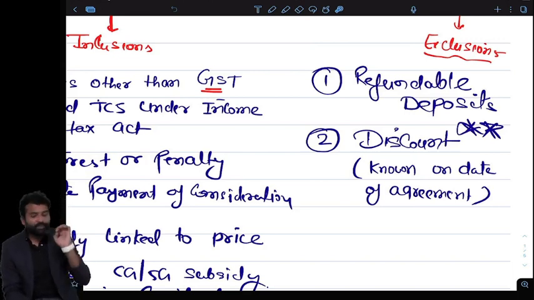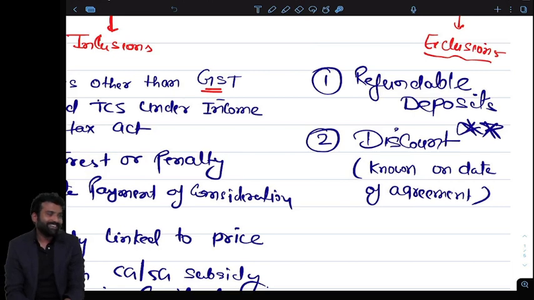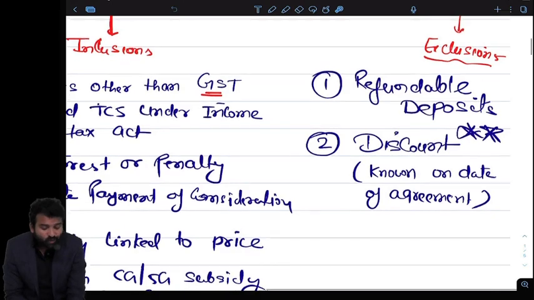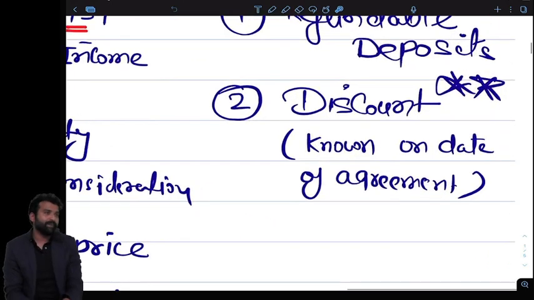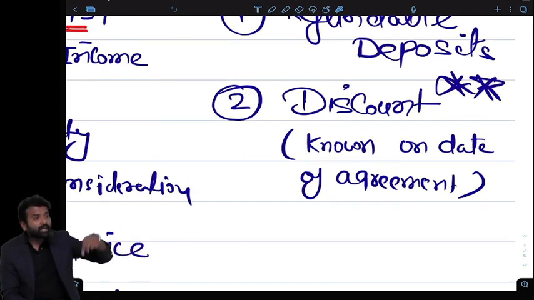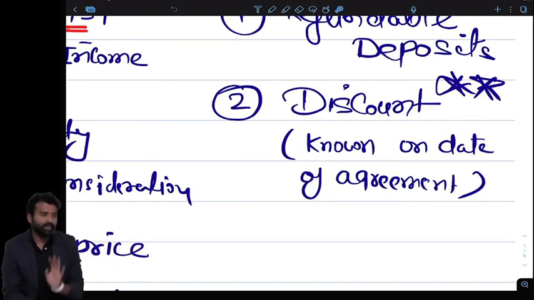Second, which is very important, discount. If I have quoted the price of rupees 100 and the person is paying 90 only, GST will be applicable only on 90. But that discount should be known on the date of agreement. A discount given later, which was not agreed on the date of sale, will not be excluded.